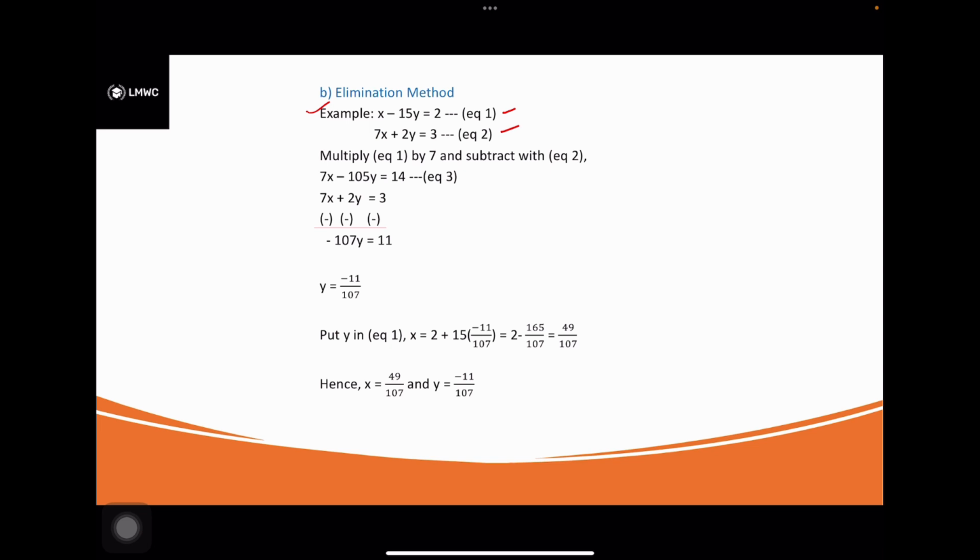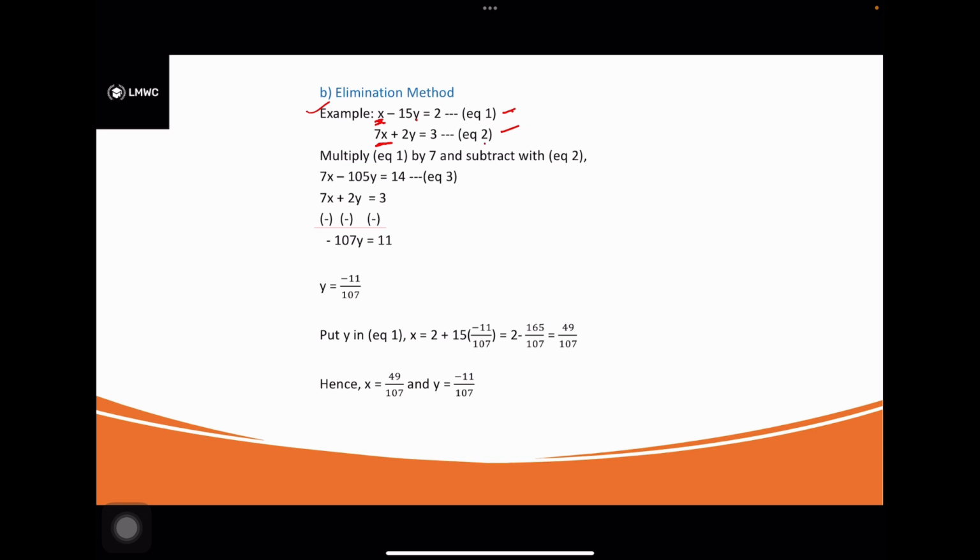But in this method, we are going to make the coefficients of x similar. In this example, I have tried to make the coefficient of x the same, but you can do it as per your choice. The actual method is that we have to make the coefficient of either x or y similar so that you can eliminate it. Now in equation number 1, the coefficient of x is 1, and in equation number 2, the coefficient of x is 7.